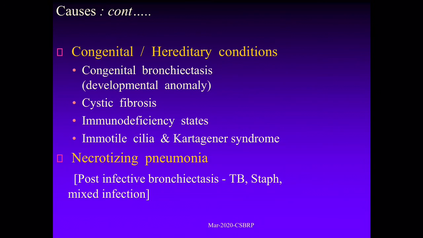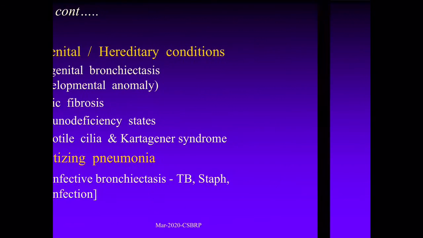Coming to the congenital or hereditary conditions, congenital bronchiectasis may occur as a developmental anomaly, or genetic abnormalities like cystic fibrosis, immune deficiency states, ciliary malformation may result in bronchiectasis. The examples for this ciliary malformation include the immotile cilia syndrome and Kartagener syndrome. Sometimes necrotizing pneumonias can result in the formation of fibrosis or abscess formation, which heals by fibrosis, and this fibrosis pulls the bronchial tree, causing abnormal dilatation.